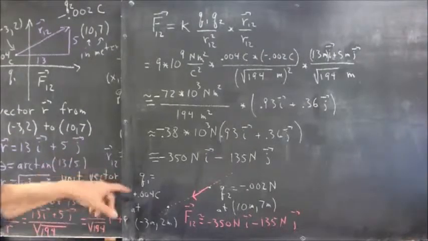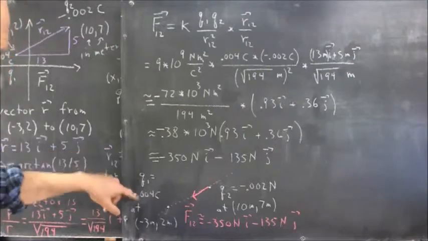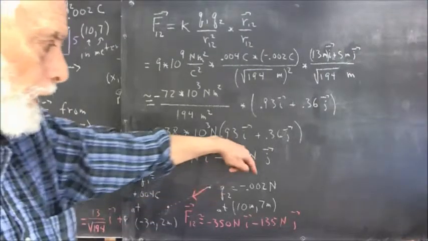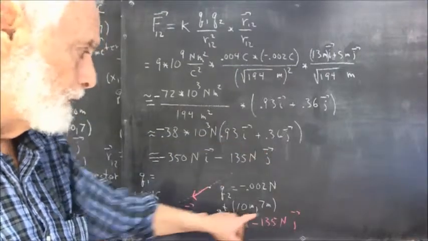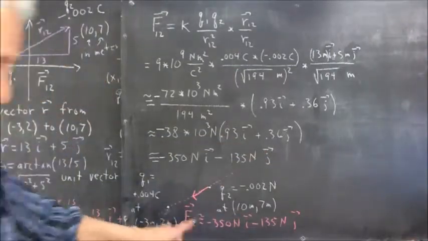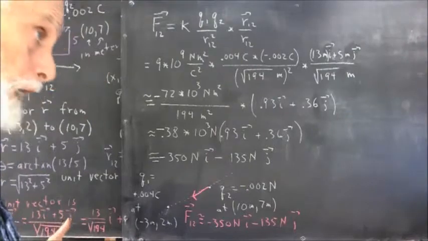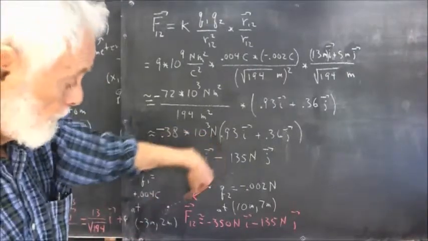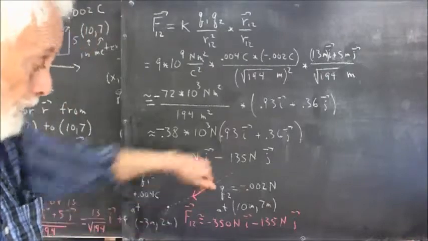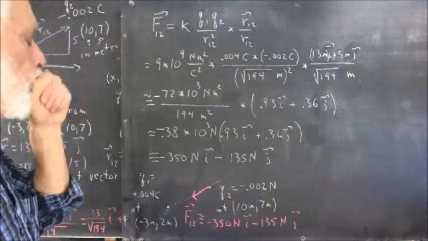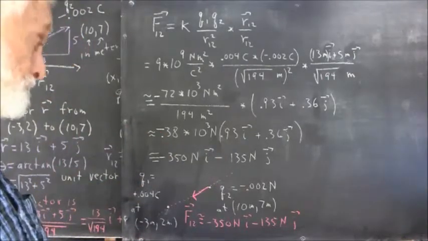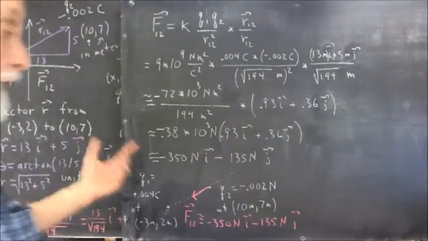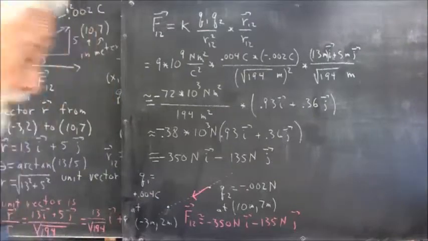Okay, so the picture indicates Q1 is 0.004 newtons at negative 3 meters, 2 meters. Q2 is negative 0.002 newtons at 10 meters, 7 meters. Now we know that F12 should be a force of attraction, so Q2 should be attracted toward Q1, so the vector should go in this direction. But we don't need to know that to calculate it. When we calculate it, it will come out in that direction.